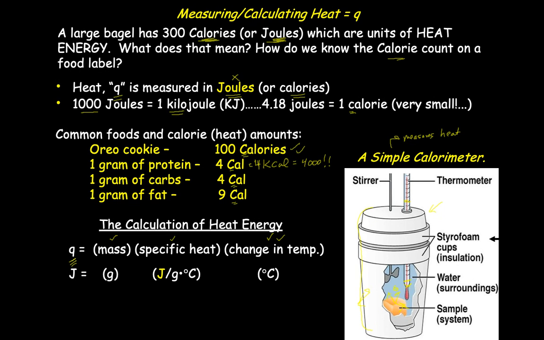The units themselves: mass will be in grams, specific heat will be in joules per gram degrees Celsius. So the specific heat contains all of the units here. And then you have a change in temperature. So use your dimensional analysis, everybody.